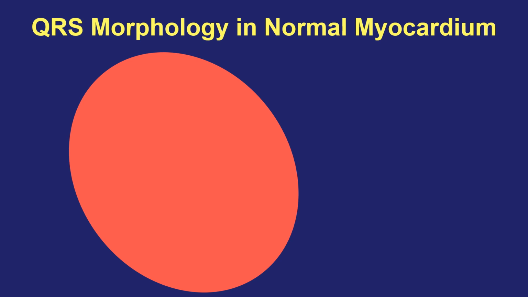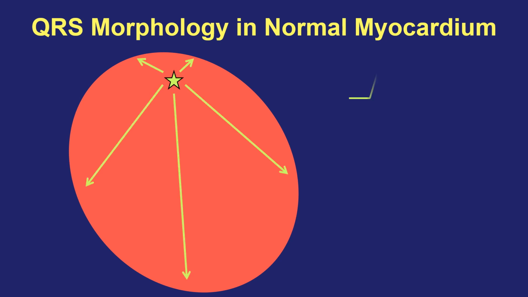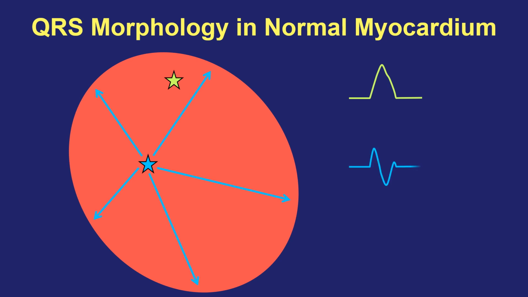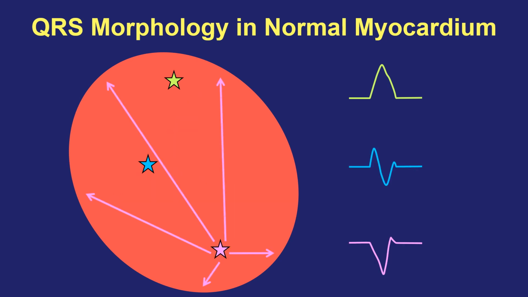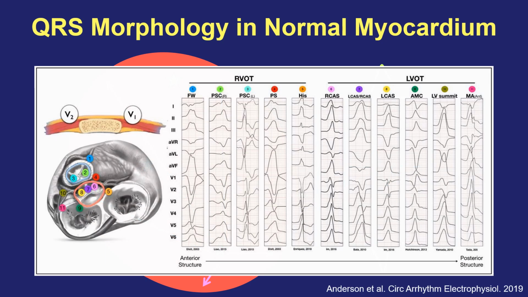So in that video, I talk about a pacing site or a PVC site at one location that gives a particular QRS morphology. And in normal myocardium, if you go to another site, you're going to get a different QRS morphology, and a third site, you're going to get yet a different QRS morphology. And in fact, we're really good at predicting, especially in normal myocardium, where a PVC is coming from, where a pacing site is located, by simply looking at the QRS morphology on the 12-lead EKG. And I love this particular summary.